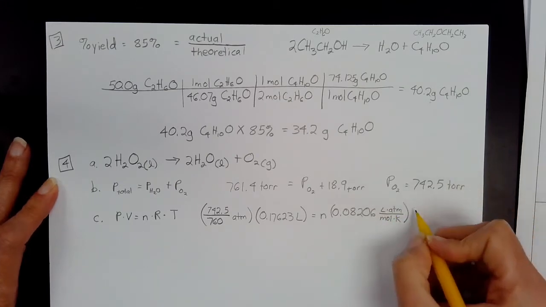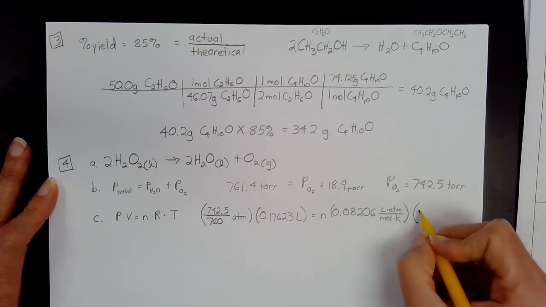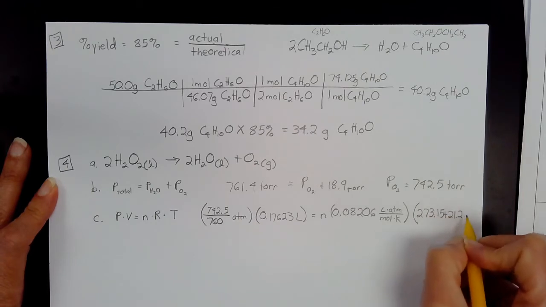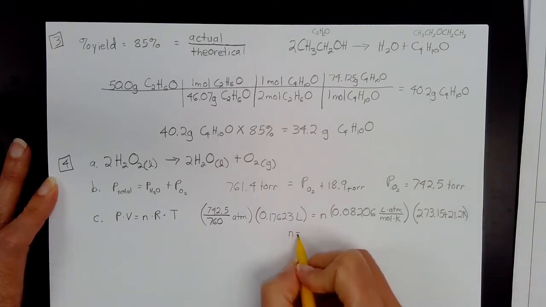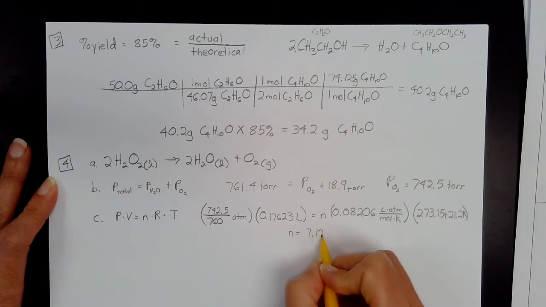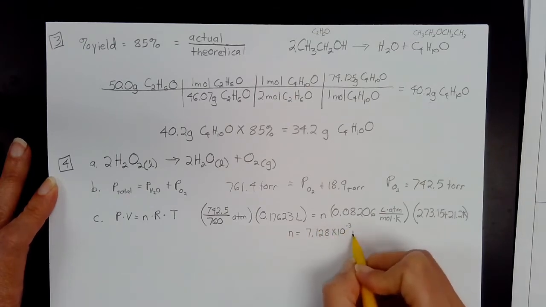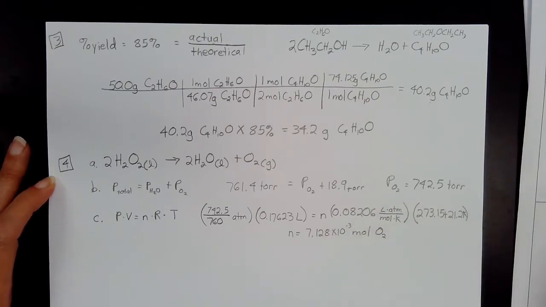And now we're going to multiply by the temperature, which we're given as 21.2 degrees Celsius, so that's 273.15 plus 21.2, and that's now in Kelvin. And so when we solve that, we get that N equals 7.128 times 10 to the negative third moles of oxygen. So that's our moles of oxygen produced.